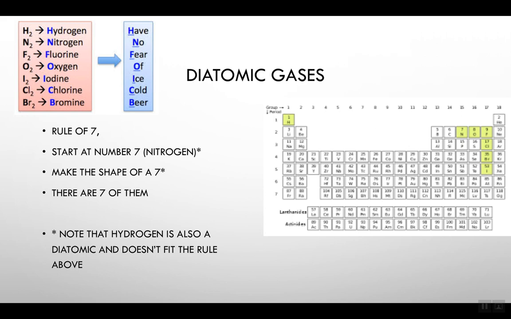6 over there plus hydrogen. Because hydrogen's being a bit annoying here. It's diatomic, it doesn't really fit in to the shape. But if you remember there are 7 of them, then you should remember to include hydrogen in there.